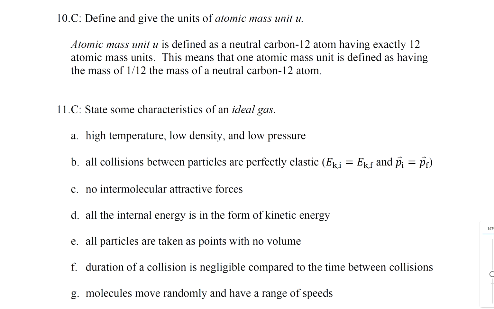Question 10. Define and give the units of atomic mass unit u. Atomic mass unit u is defined as a neutral carbon-12 atom having exactly 12 atomic mass units. This means that one atomic mass unit is defined as having the mass of 1/12 the mass of a neutral carbon-12 atom.